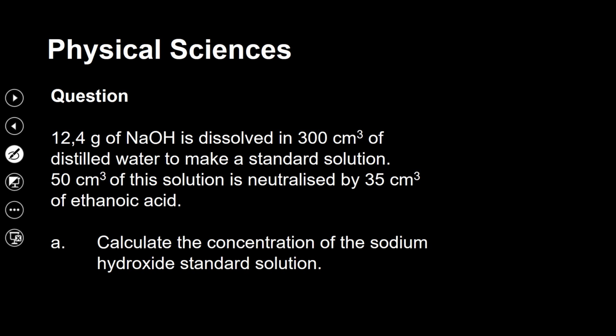Then maybe a different example altogether, because now we know all the steps. There's a reaction between sodium hydroxide, which is used to neutralize ethanoic acid. So from the onset, we are given the mass of sodium hydroxide. We are also given the volume of the acid. So in this case, what do we have?